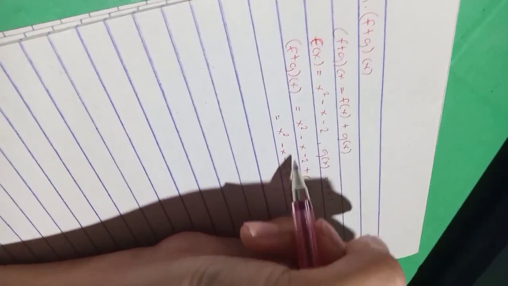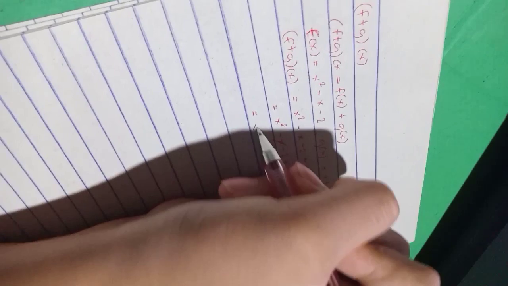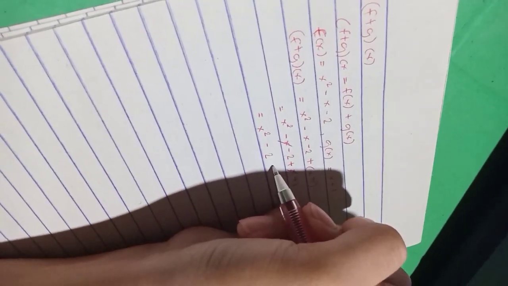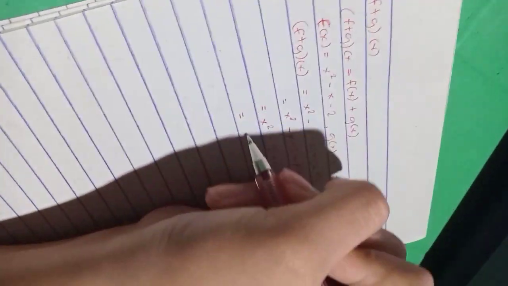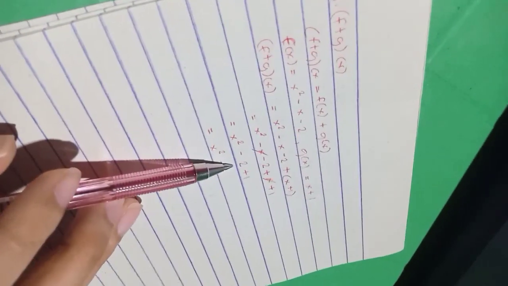So, there is a similar term, so we need to cancel out the x. So, let's bring down the remaining terms. Let's have x squared minus 2 plus 1. So, let's solve what the answer is. So, the answer is x squared minus 1, because negative 2 plus 1 is negative 1. So, our answer is (f + g)(x) equals x squared minus 1.